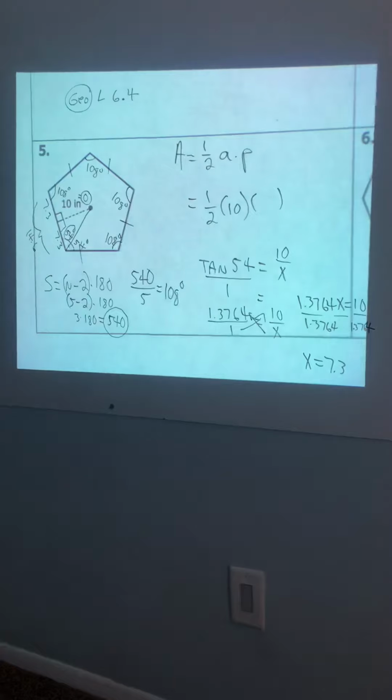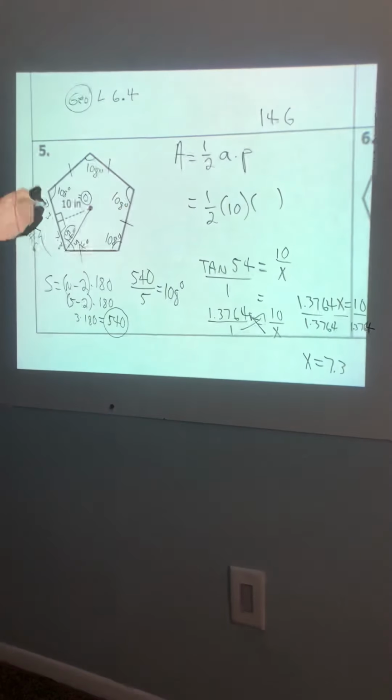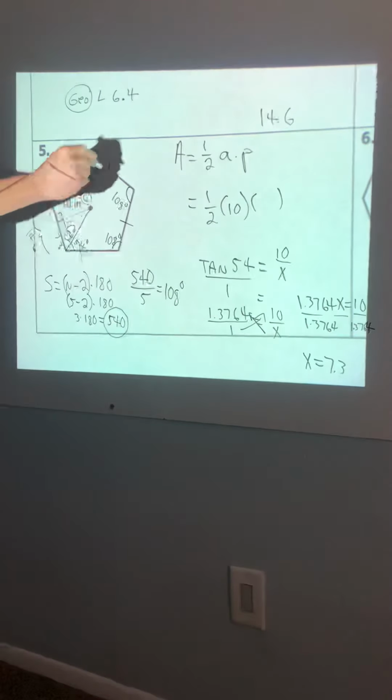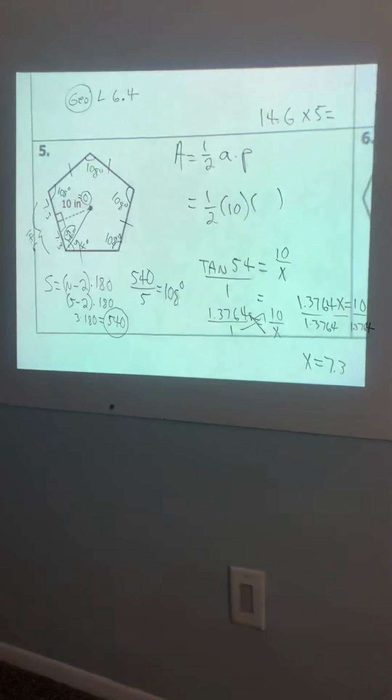I know this problem just keeps going, doesn't it? To find the perimeter of that, I'm going to go 14.6 times, remember, 1, 2, 3, 4, 5 sides. And I'm finally getting the perimeter, so here we go. I know, you can't wait. 14.6 times 5, and I get 73.